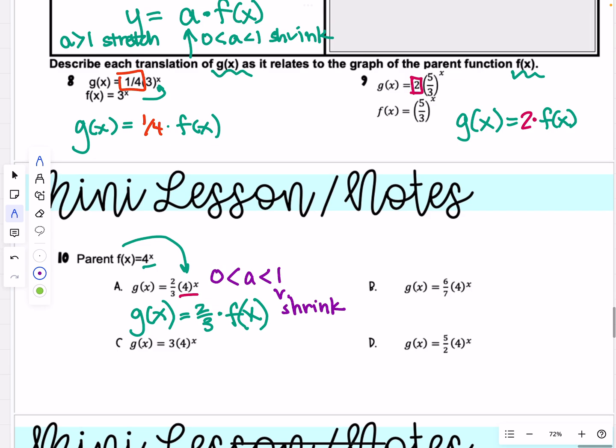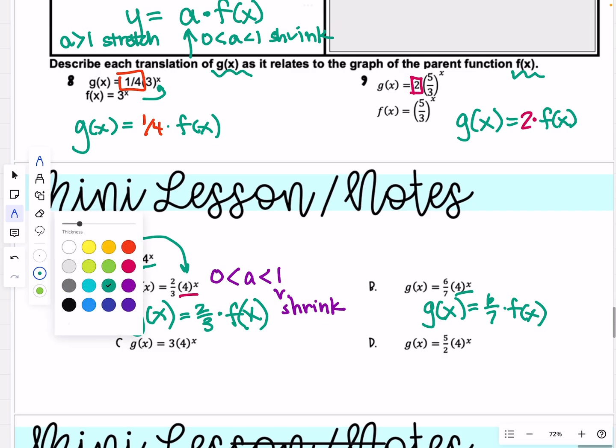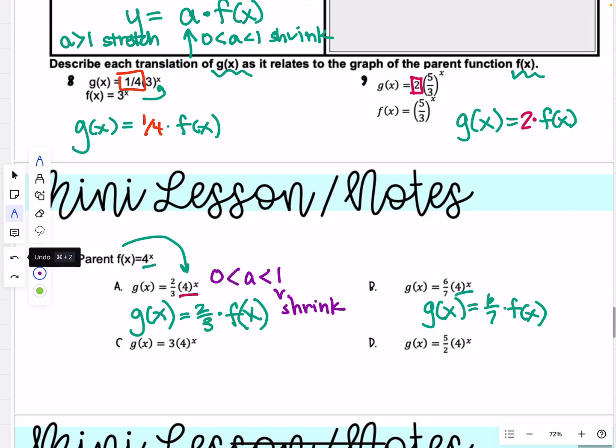Let's go on to B. For B, it's almost identical, except that the fraction is different. And so this is going to be the same thing. G of x is equal to, since our parent function is 4 to the x, this is going to be 6 over 7 times f of x. Now, is this a stretch or a shrink? Well, our a value is, again, between 0 and 1, so it's a vertical shrink.